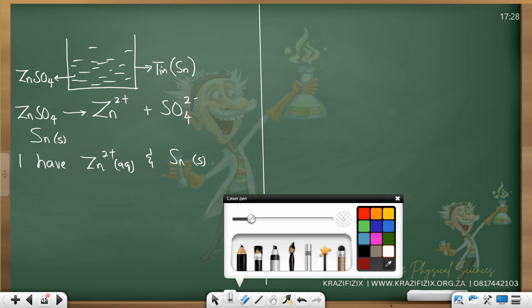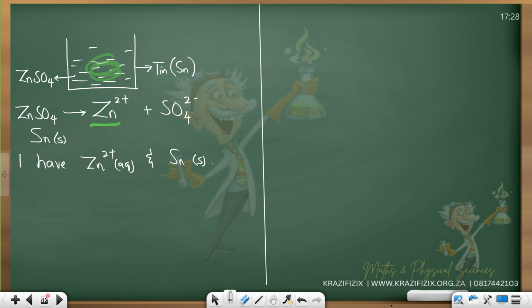So zinc sulfate, because it's aqueous, it's like water. Water is H plus and OH minus. And how do I get the ions? You can also use the table to get your 2 plus. But there are some you must just know by default of doing chemistry for 3 years. I didn't know it last year. But some you can just get from the table.